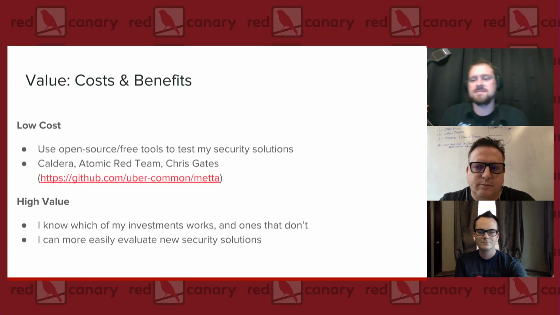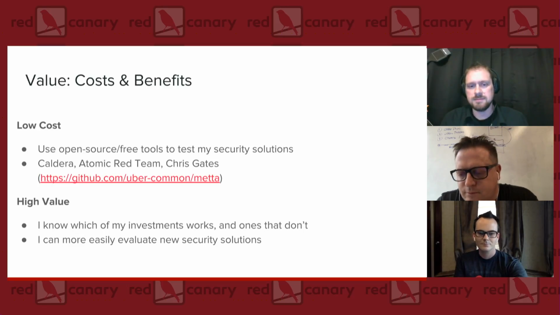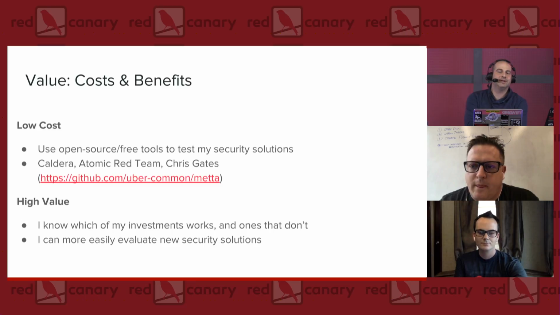Sure. Michael, Casey, any thoughts and comments on the value? Obviously you folks saw the value because you worked to create the Atomic Red Team, but what value are people deriving from your tools, and more specifically, in understanding what their security solutions can do and cannot do?